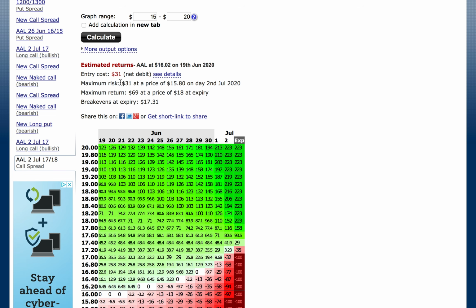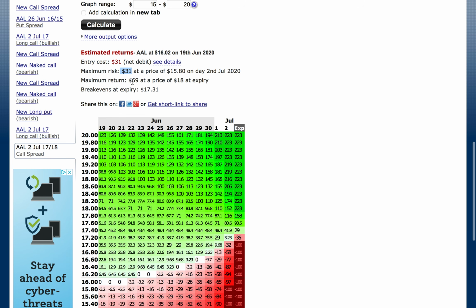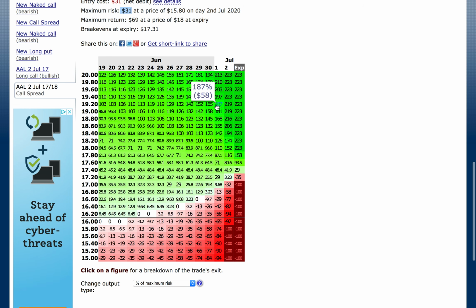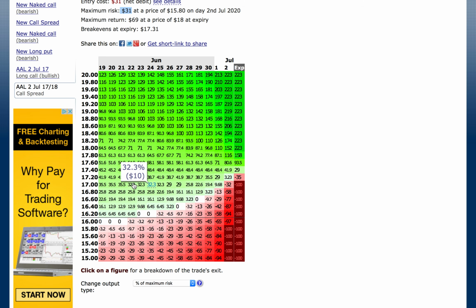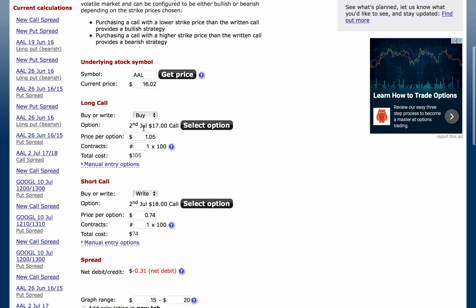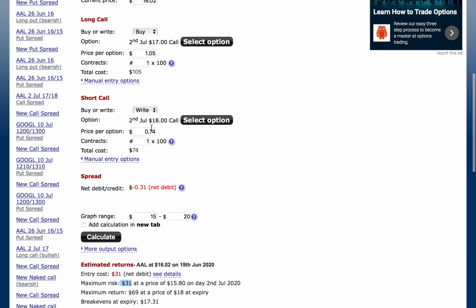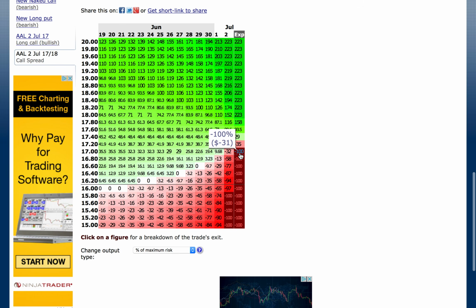So again, your maximum risk now is $31, right? And that's going to happen, again, I'm just going to look at the expiration date, if the price of American Airlines does not go above $17, which is the strike price of the call that we bought. So if it does not go above 17 on the expiration date, you're going to lose the most amount that you can, which is $31. And that's what we see here. No matter how far below 17 you go, 31 is the most you lose. So at 17 or below, you're going to lose $31.